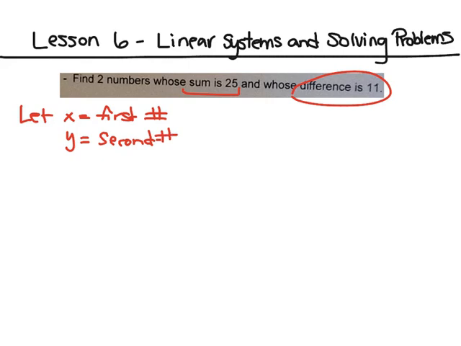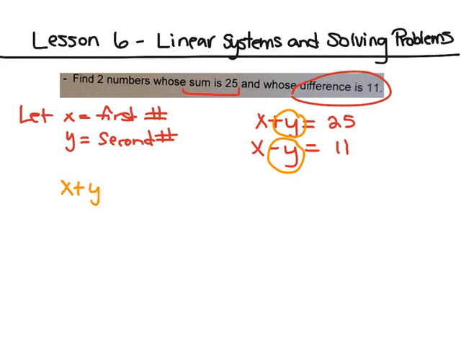We don't have to worry about using meaningful variables for this because it's just two numbers, so they can be x and y. So when you add them together, their sum is 25. And when you subtract them, their difference is 11. Because we have this variable and this variable will cancel each other out, we can use elimination very quickly. So x plus y is equal to 25, x minus y is equal to 11.